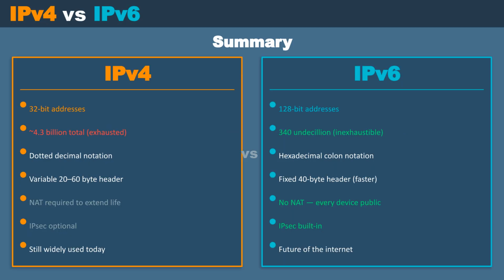In summary, IPv4 is limited, uses a variable header, requires NAT, and has optional IPsec. IPv6 is inexhaustible, uses a fixed header for faster processing, eliminates NAT, and has built-in IPsec. IPv6 is truly the future of the Internet.